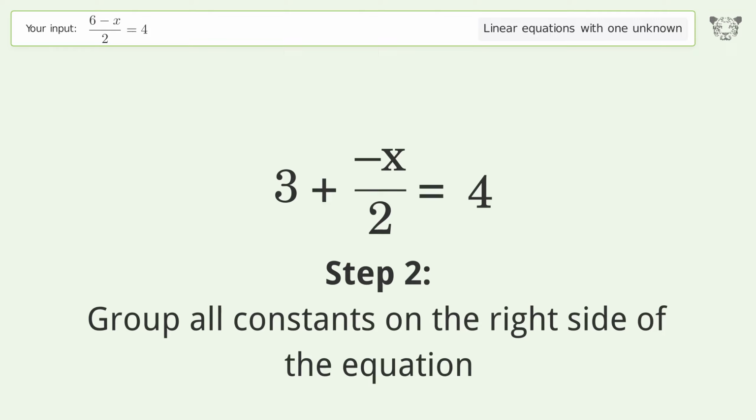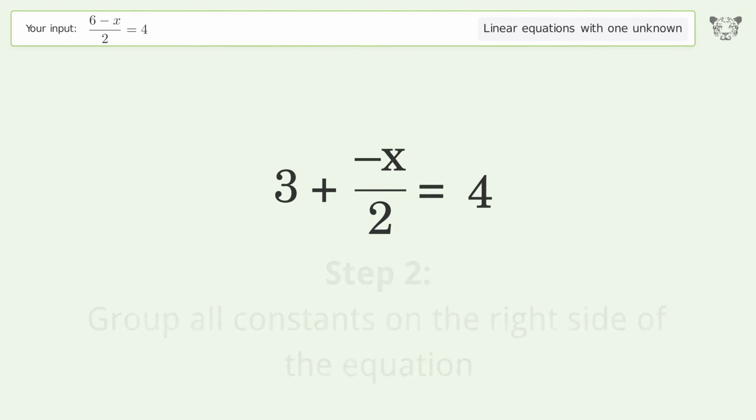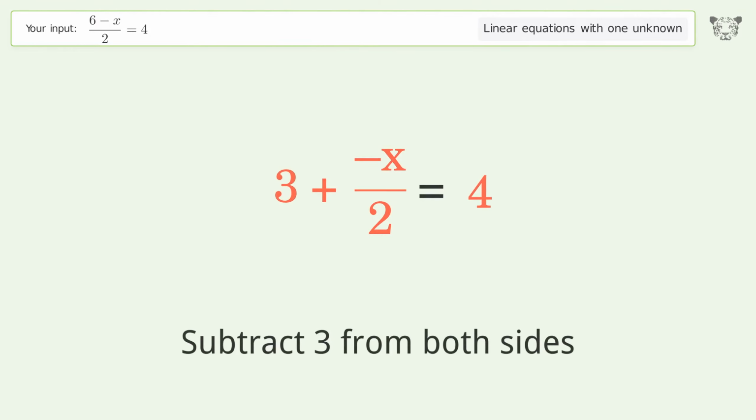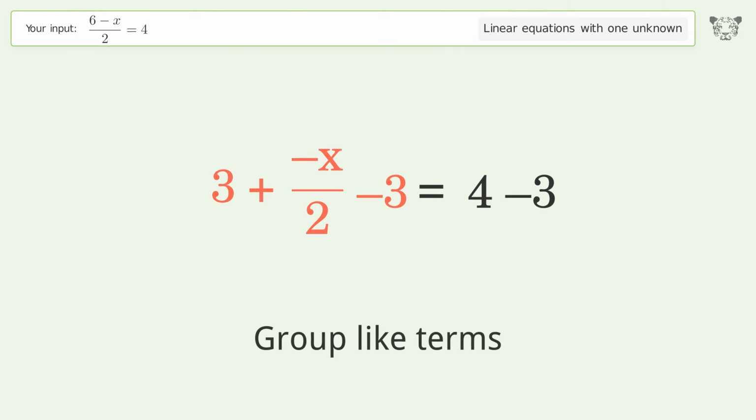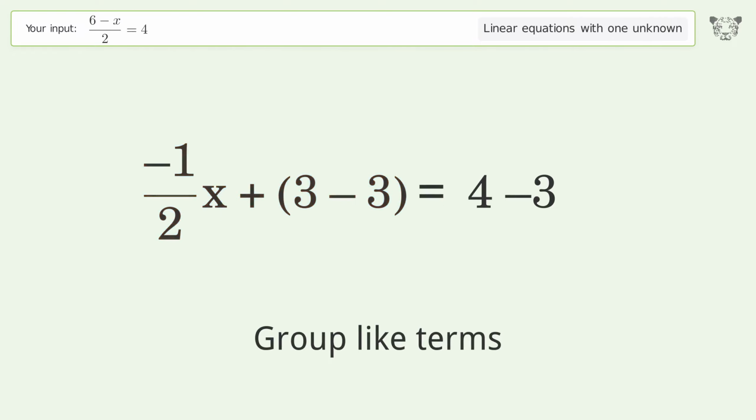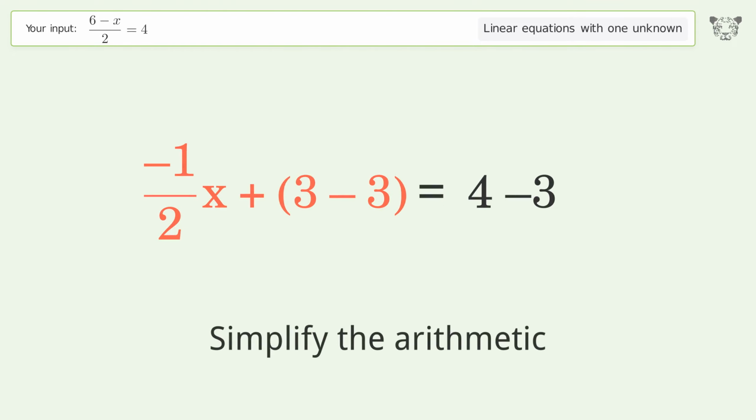Group all constants on the right side of the equation. Subtract 3 from both sides. Group like terms. Simplify the arithmetic.